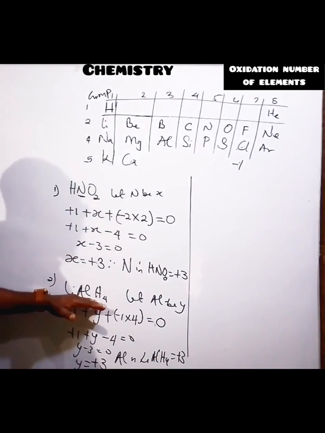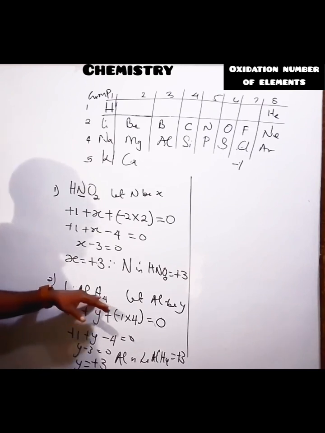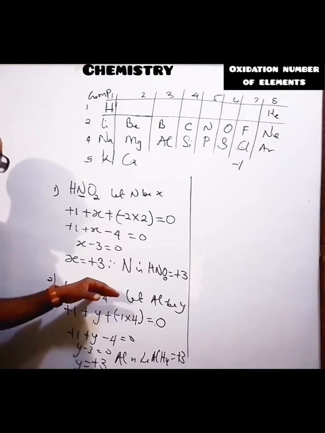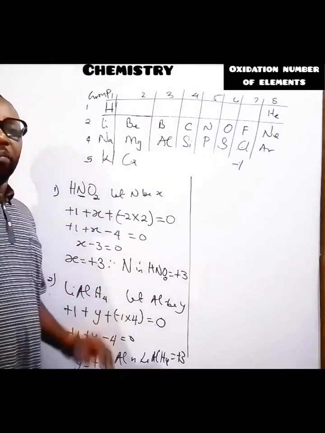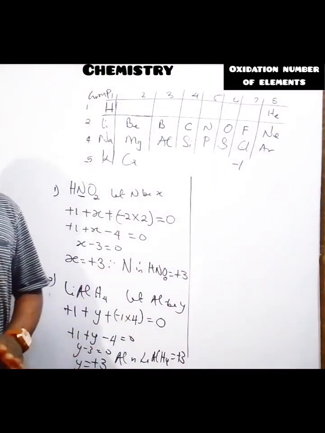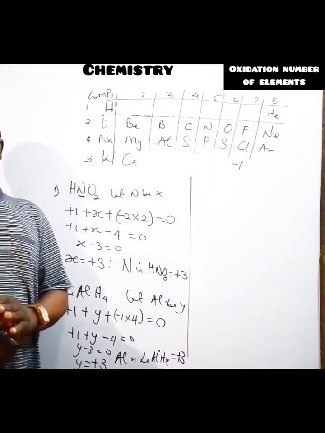Take note of this. What we did here is very important. It is because this hydrogen here is combined with the metal aluminium here. That is why we took the oxidation number of hydrogen here to be equal to -1, according to the rules that we have talked about earlier.